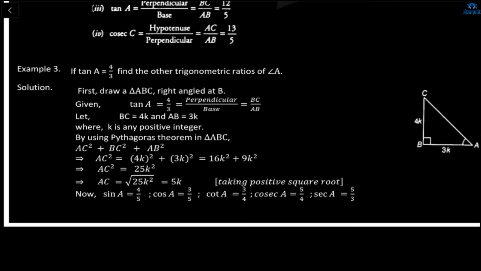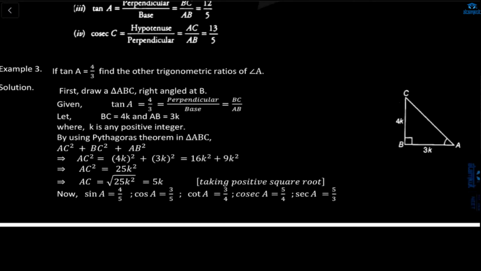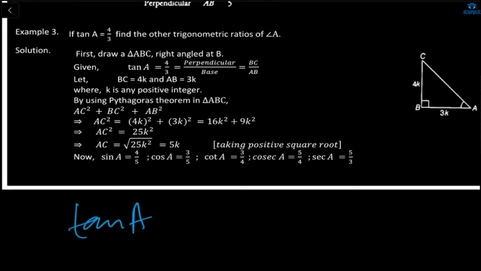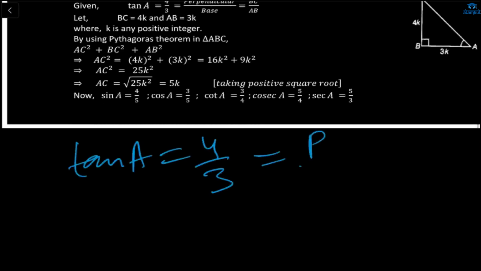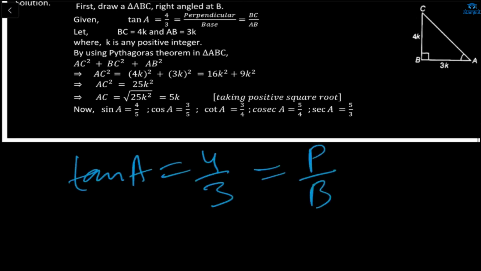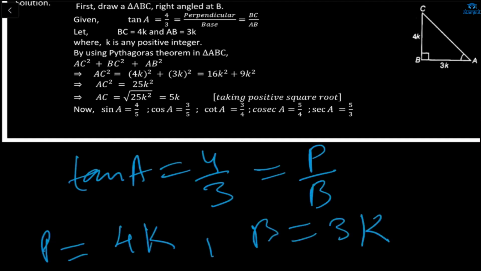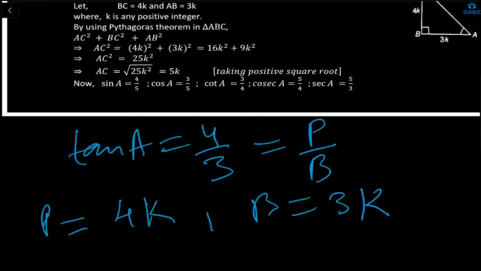Okay, the third one: if tan A is equal to 4 by 3, find the other trigonometric ratios of angle A. Now here tan A is given, tan A is equal to 4 by 3. We know that tan A is equal to perpendicular by base. So we can say perpendicular will be equal to 4k and base will be equal to 3k. I'm taking k because it's not the exact value. This is the ratio. Maybe after cancelling we have got 4 by 3. So that's why I'm taking 4k and 3k. And k is a natural number, a positive integer you can say.